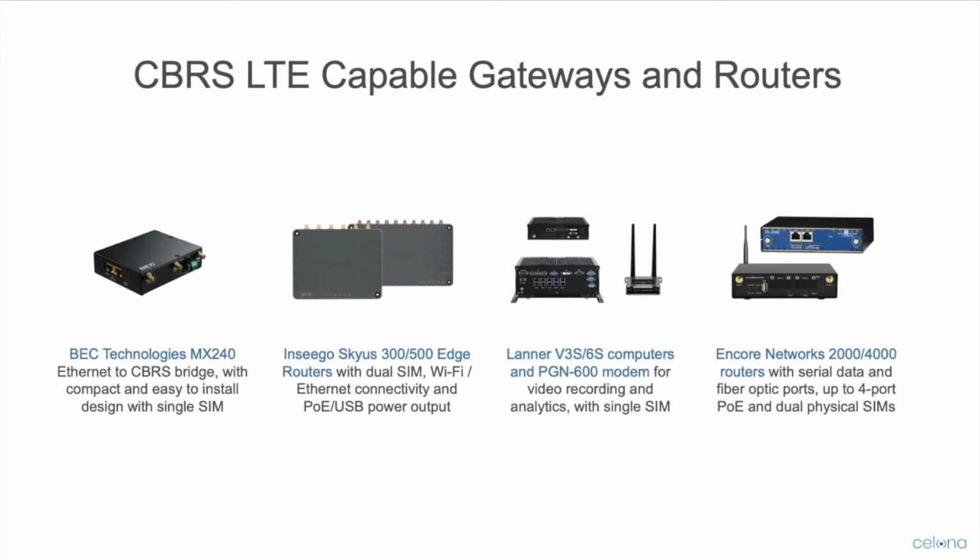Lanner and Encore. Lanner have got a great pedigree with vendors. A lot of network appliances are run on Lanner hardware. Again, they've got a full range of platforms, whether they be vehicle-based, branch, you name it. They have a CBRS-capable modem module, which can be inserted in a lot of their devices. Encore, I'm not as familiar with.